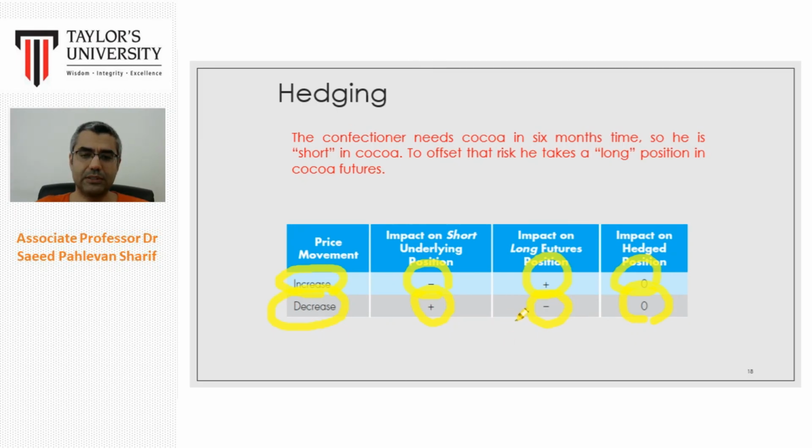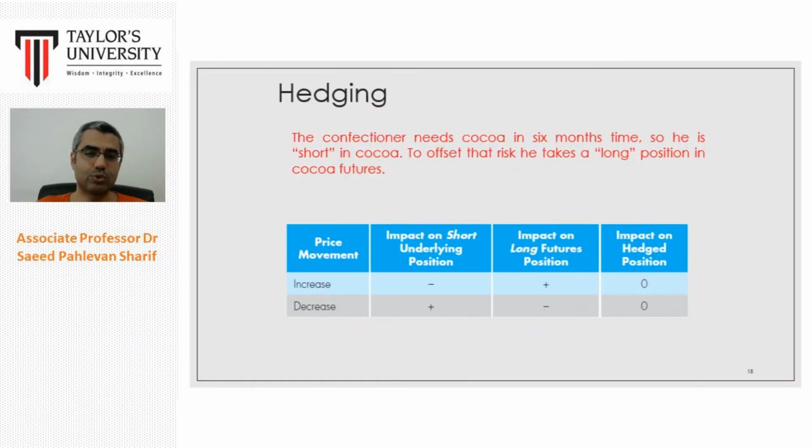So this is the meaning of hedging. It means the confectioner and the cocoa farmer won't be affected. It doesn't matter whether the price goes up or down, they won't be affected. No profit, no loss for them. So this is how it works.